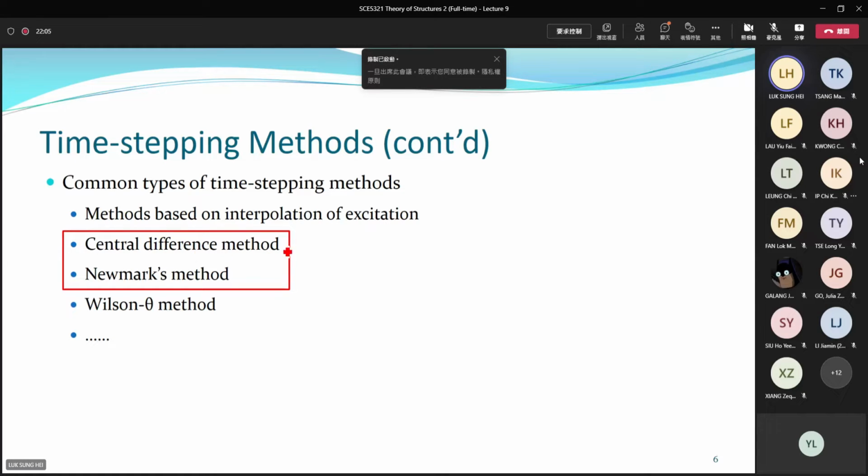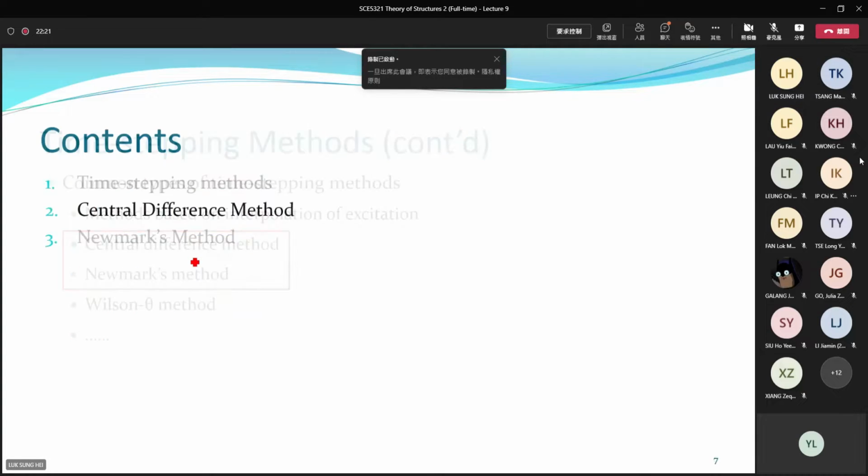This kind of method is quite powerful because you can use it to predict what happens to structures under almost any kind of loading. You can use it for sine loading, cosine loading, pulse loading, and arbitrary loading also. So very powerful. Let us begin with the central difference method to see what it is. You can taste the beauty of numerical methods.